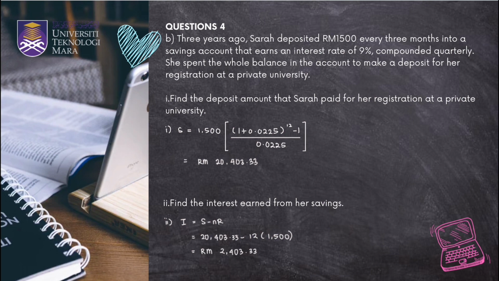From the information that we have, we can proceed to calculate S by using the formula S equals R and so on. And then we directly get 20,403.33 for our answer. Next, find the interest earned from the savings. Question B2 requires us to find the interest, which is I. We can use the formula I equals S minus nR. Put S, n and R into the formula, calculate, and we get 2,403.33 for I.